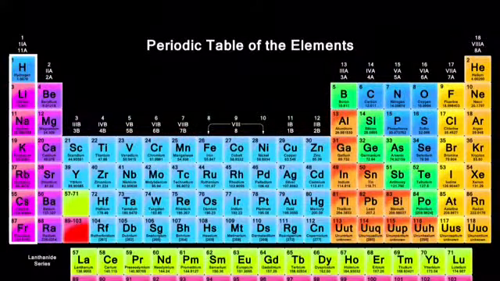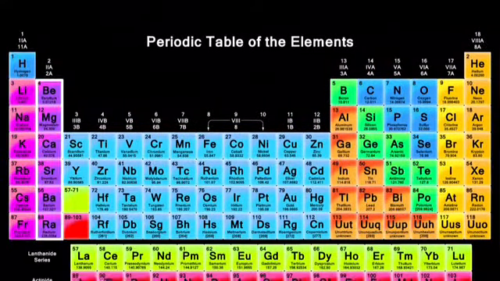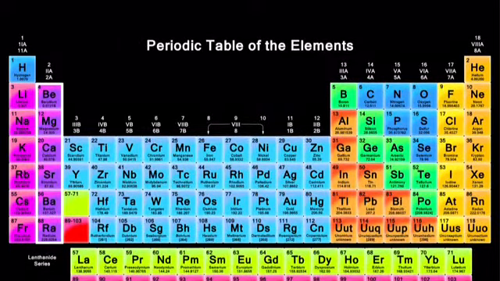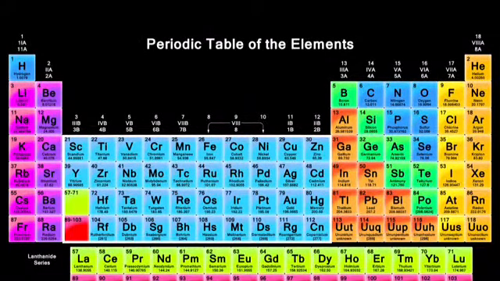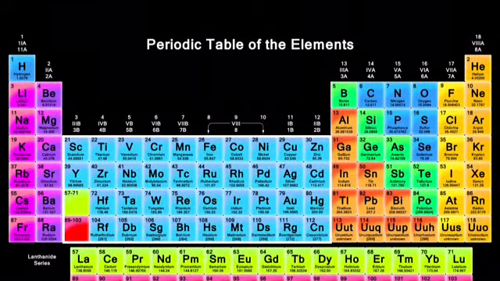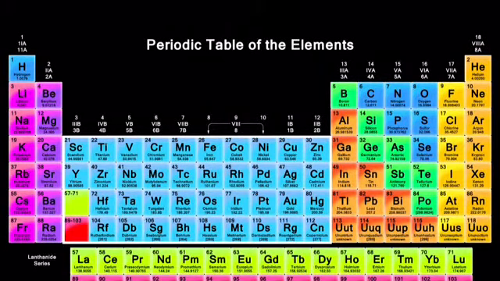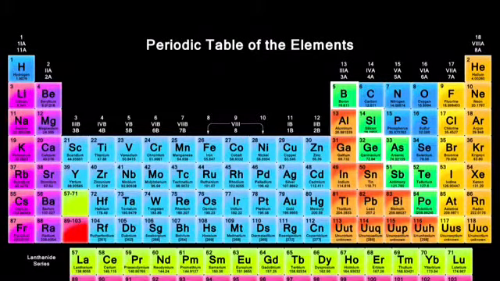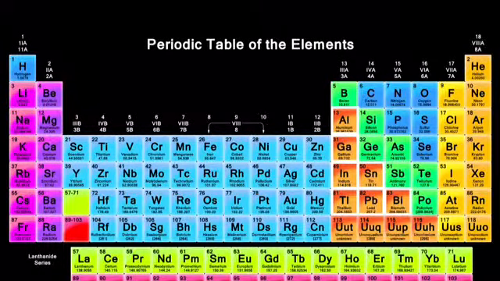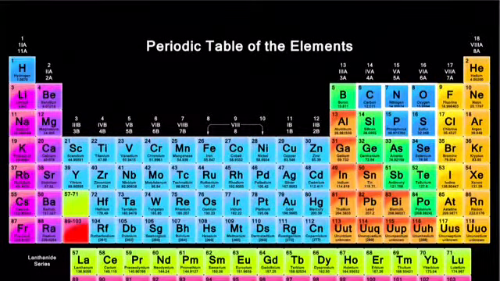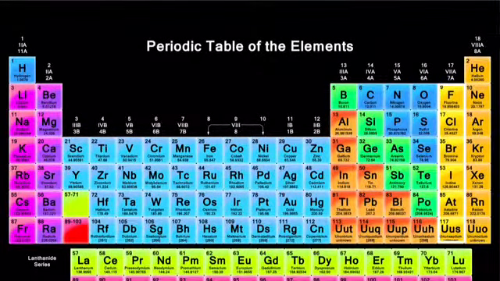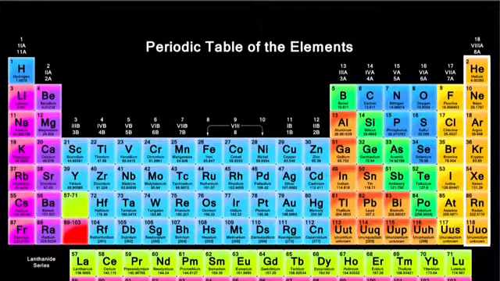We have alkali metals, alkaline earth metals, transition metals, which are in the middle, metalloids, which are the ones on a diagonal, other metals that will be below the diagonal, non-metals, which are above the diagonal. Then we have halogens and noble gases.